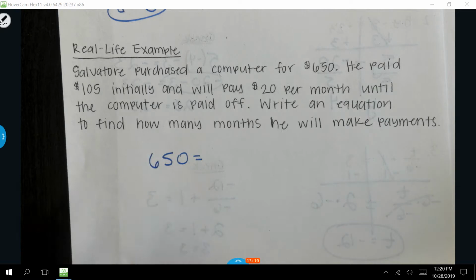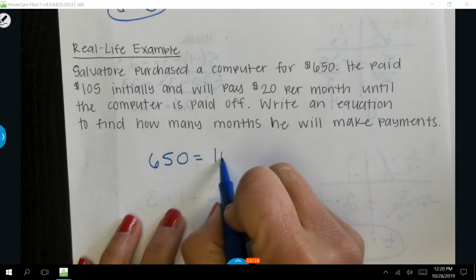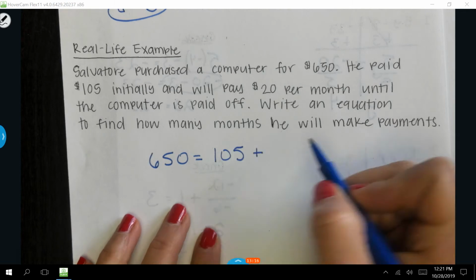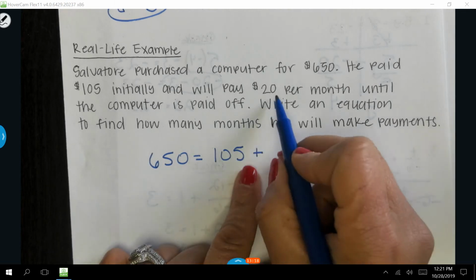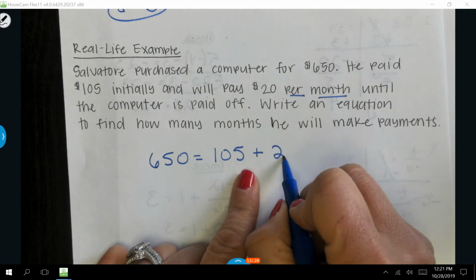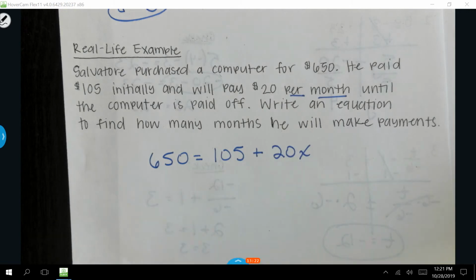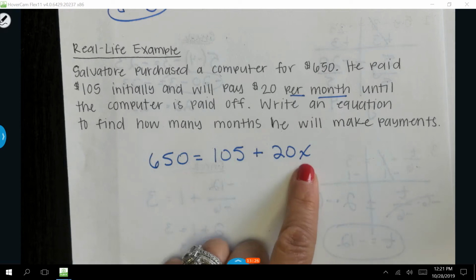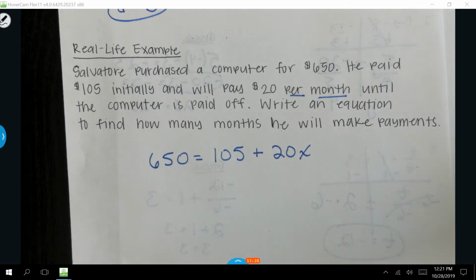When it says he paid $105 initially, that means he had $105 that he put down. And he's going to pay $20 per month. So that's what gets the variable, because it's every month. We're trying to find out how many months. So the X is representative of how many months. That's what we're trying to figure out. So how do we do this now? What do we do first? How do we solve this?